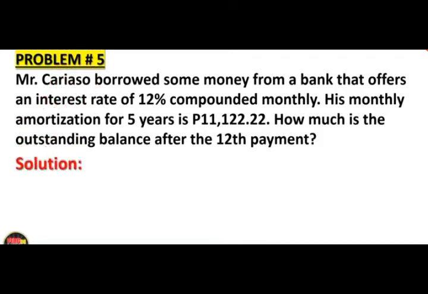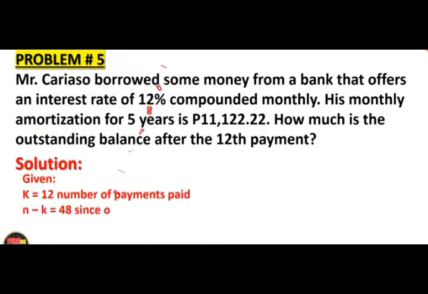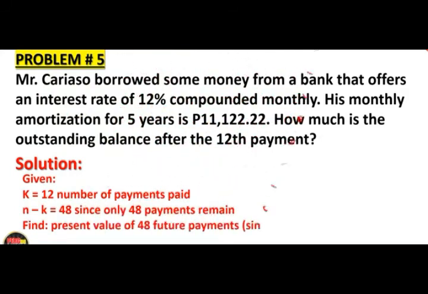So the solution for this problem, first we need to identify all the given. But first, k will represent the number of payments paid, which in this problem is 12. Therefore, 60 minus 12, that is 48. Since only 48 payments remain, then we will find the present value of 48 future payments. So take note why 48: because we have 12 times 5, which is 60 payments, and then according to the problem, 12 payments have been made, therefore 60 minus 12 equals 48.